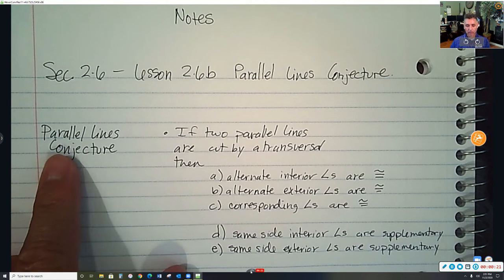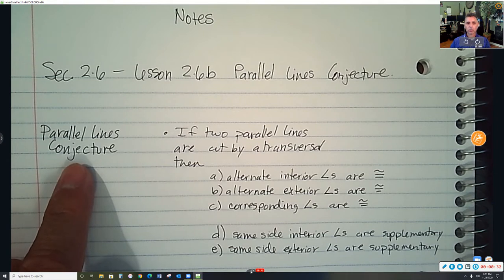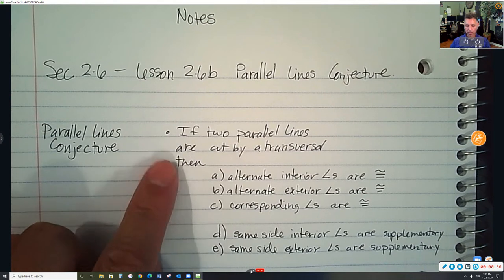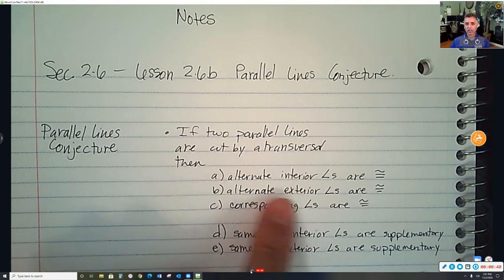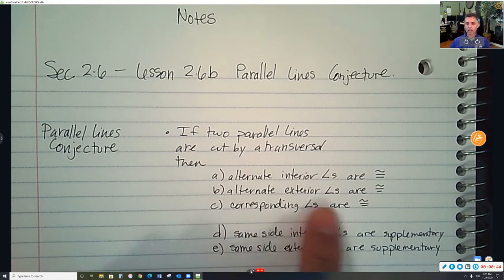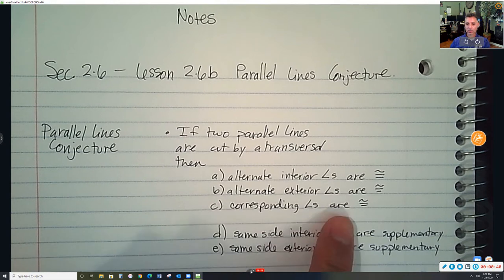So this is called the parallel lines conjecture. And a conjecture is just something that hasn't been proven yet. It can actually be proven later, but I'm not worried about proving it right now. But all it says is if two parallel lines are cut by a transversal, then the alternate interior angles are congruent, alternate exterior angles are congruent, corresponding angles are congruent.